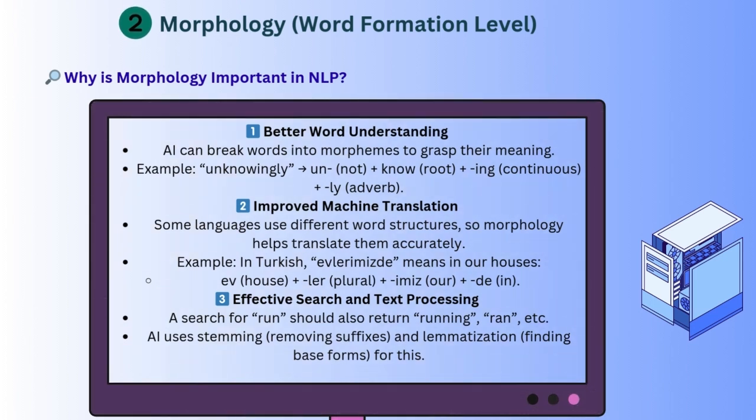Effective search and text processing. A search for "run" should also return "running," "ran," etc. AI uses stemming, removing suffixes, and lemmatization, finding base forms, for this.